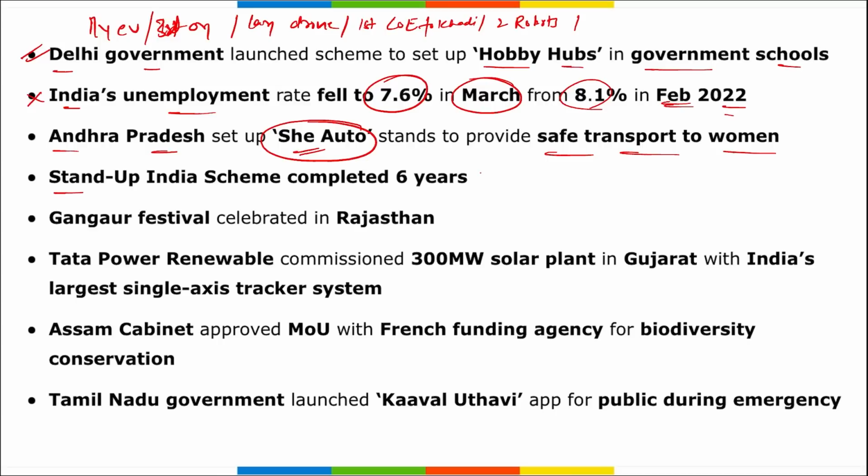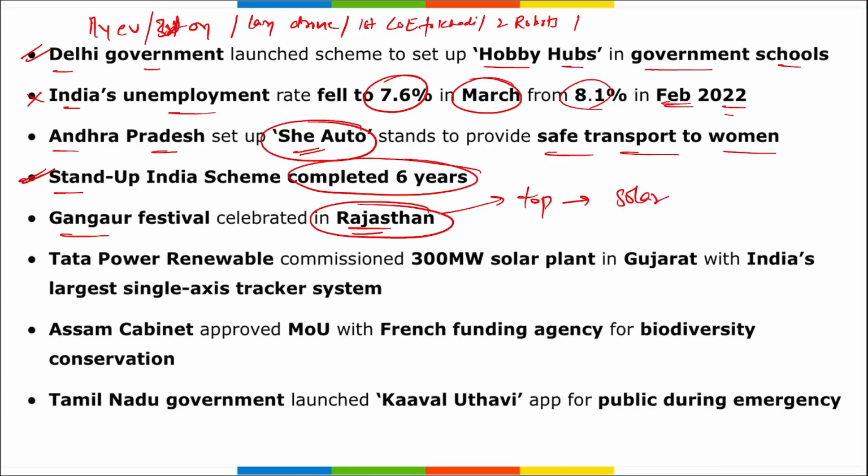Then Stand Up India scheme completed how many years? 6 years have been completed. Gangor festival, where do we observe this? We observe this in Rajasthan, and Rajasthan is your top emerging state in terms of solar energy.